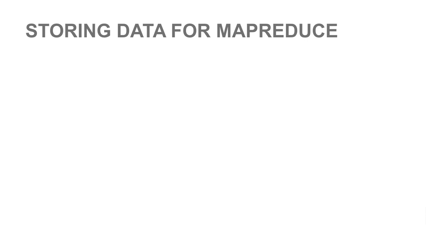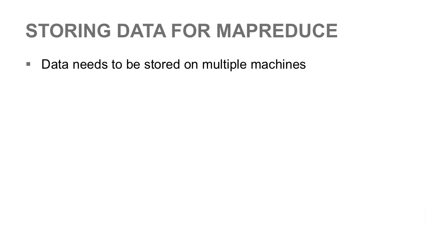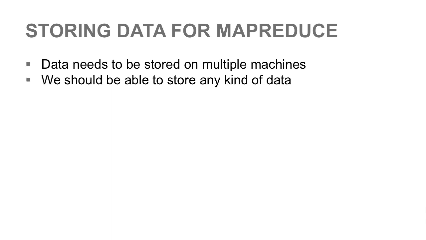Now, if you are thinking about how would you store data that is used for MapReduce, the first requirement that we have is that the data needs to reside on multiple machines. The second requirement is that we should be able to store any type of data. So the data does not need to neatly fit into tables like in relational databases, but it can be unformatted data, it can be text, it can be images. So we don't have any particular requirement on the type of data that we are storing.